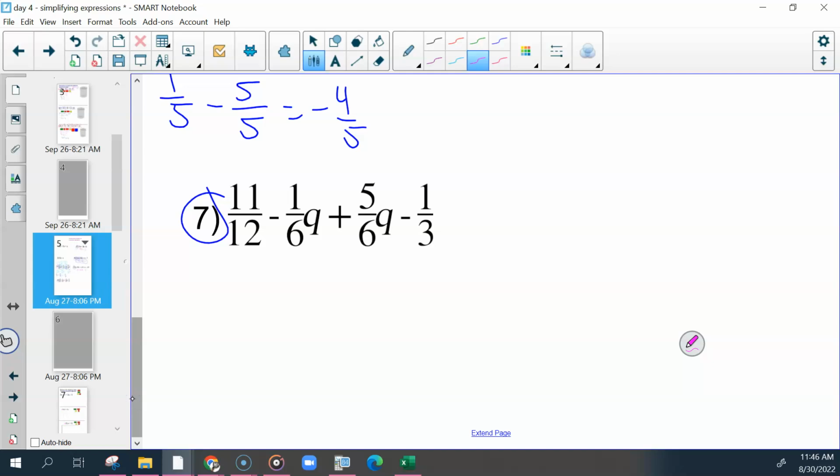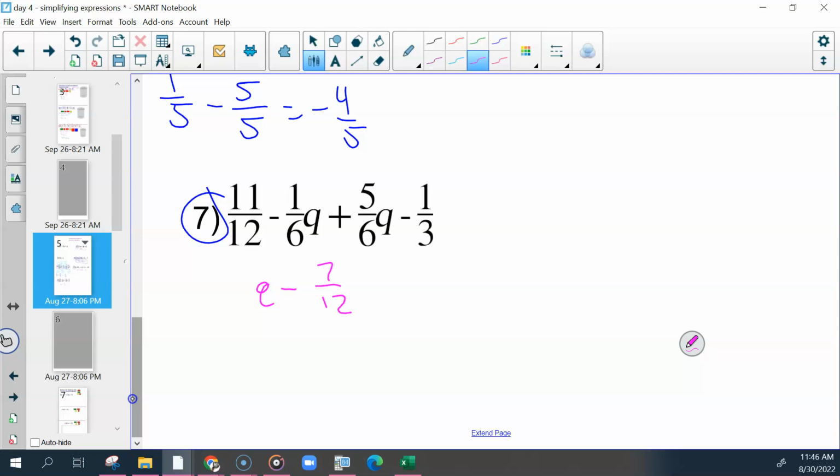For the last one, anyone want to share their answer for that one? Matthew. So it'll be Q minus 7/12. You are partially correct. There is a Q, but it's not just one Q. And then you said minus or plus? Minus.